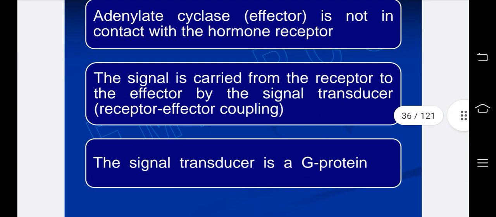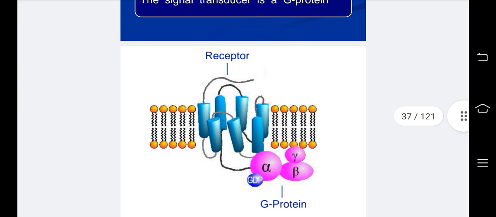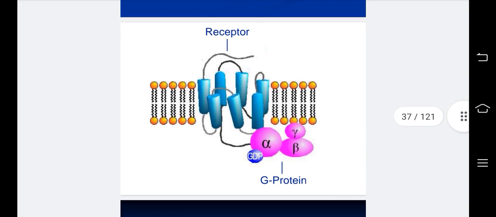Then adenylate cyclase, which is an effector, is not in contact with the hormone receptor. The signal is carried from the receptor to the effector by the signal transducer, that is receptor effector coupling. The signal transducer is a G protein. So here we could see this G protein, alpha beta gamma subunit, GDP bound stage. Inactive stage is GDP bound stage.